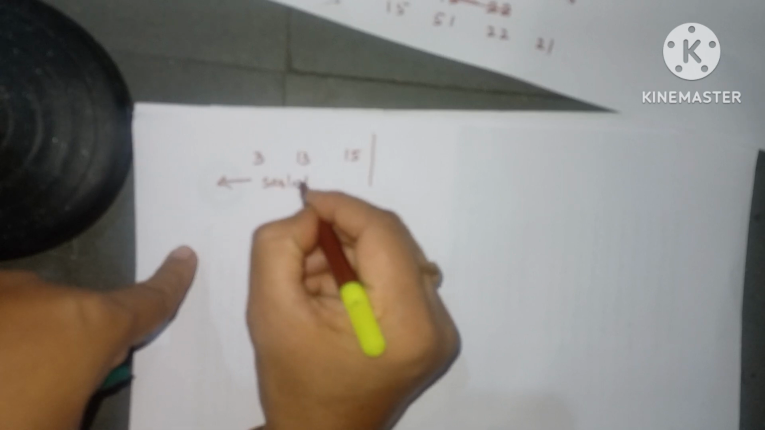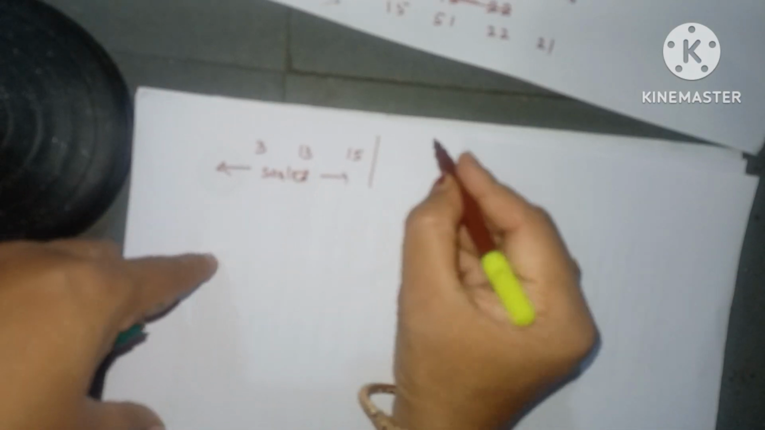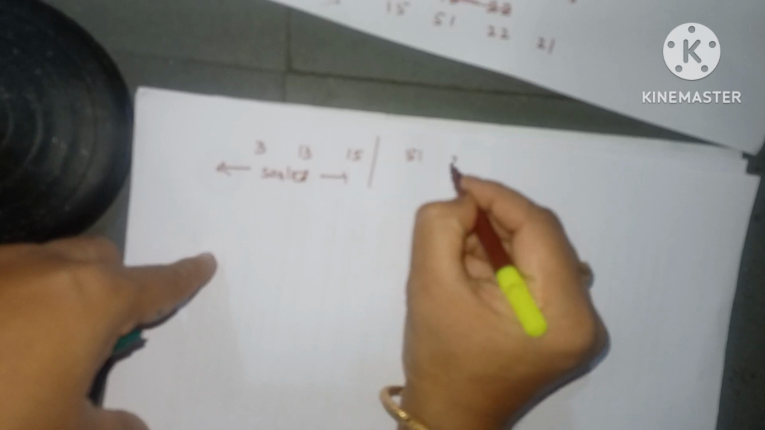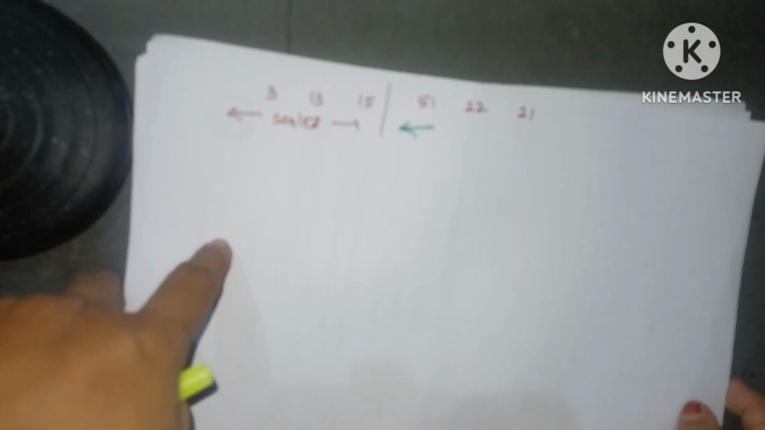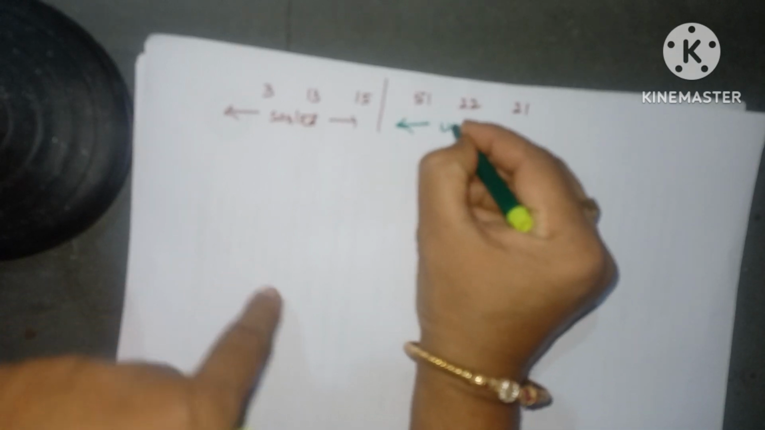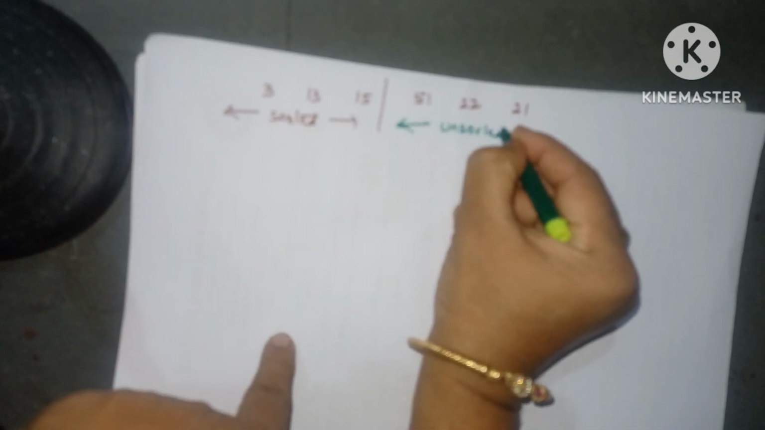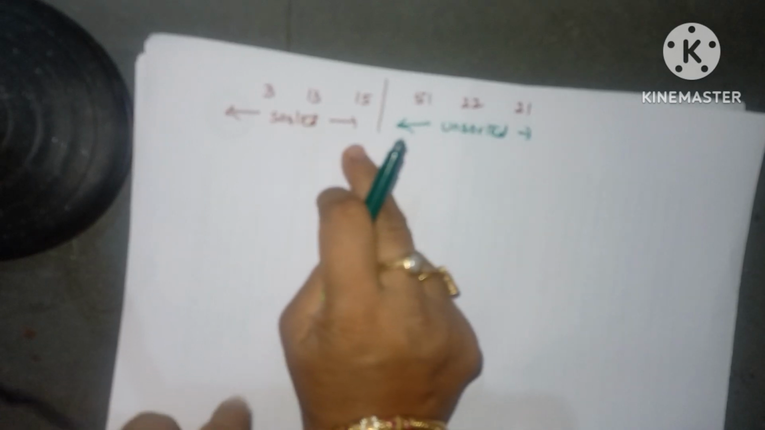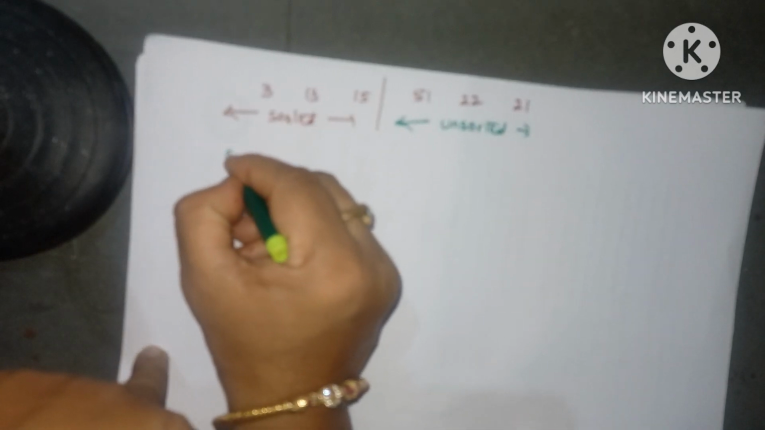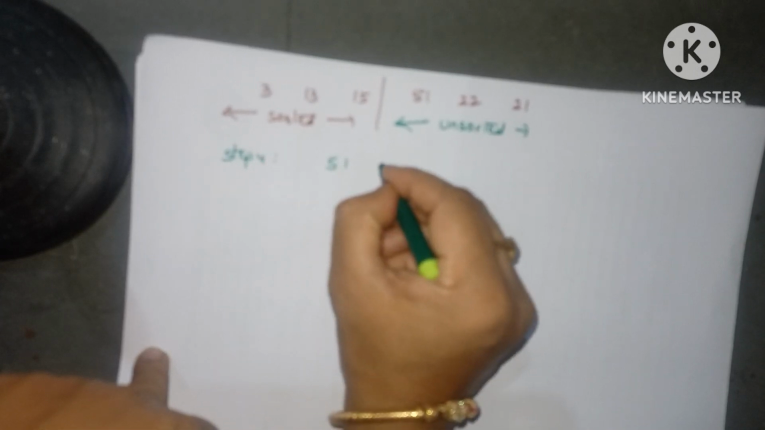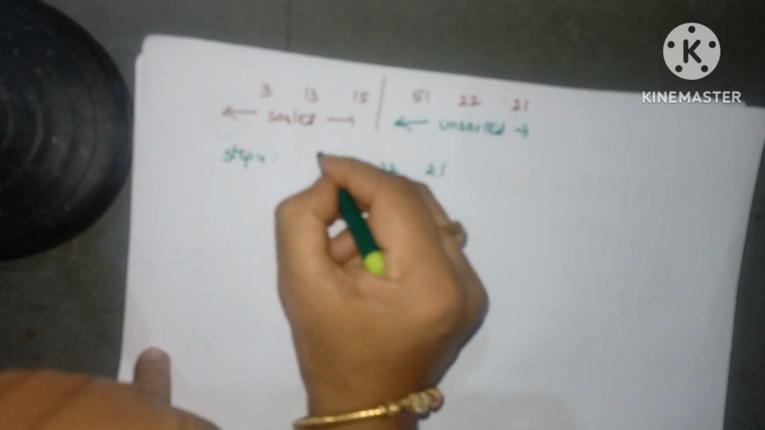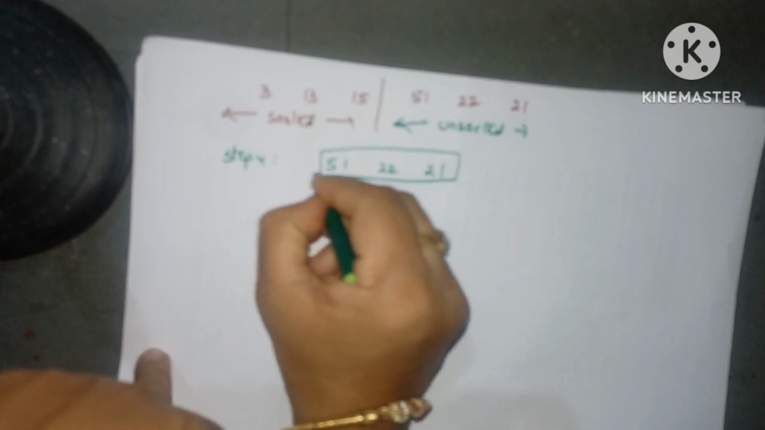Already these elements are sorted. And then 51, 22, 21 are not in the order. So take these values. These are the unsorted elements. Okay. 3 steps are completed, which means 3 elements are already in the order. Then step 4. In step 4 we take these elements only: 51, 22, 21, again considered as an array.